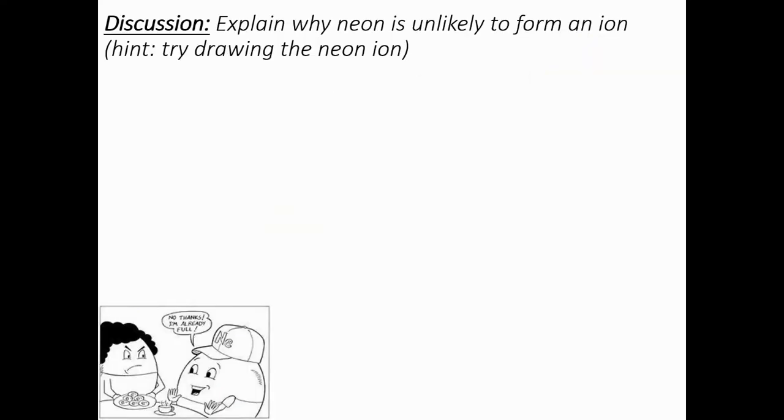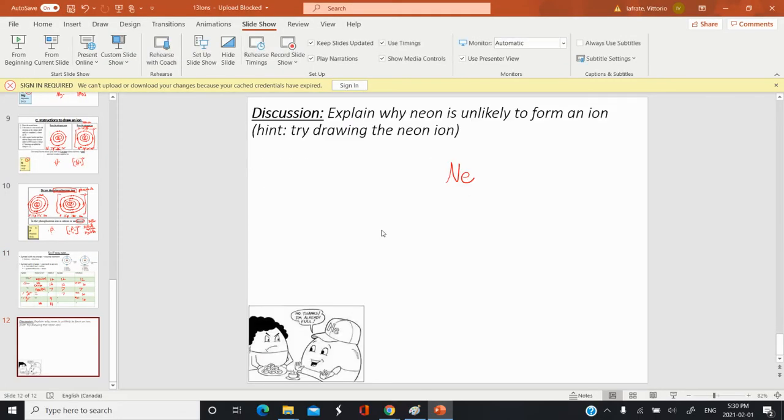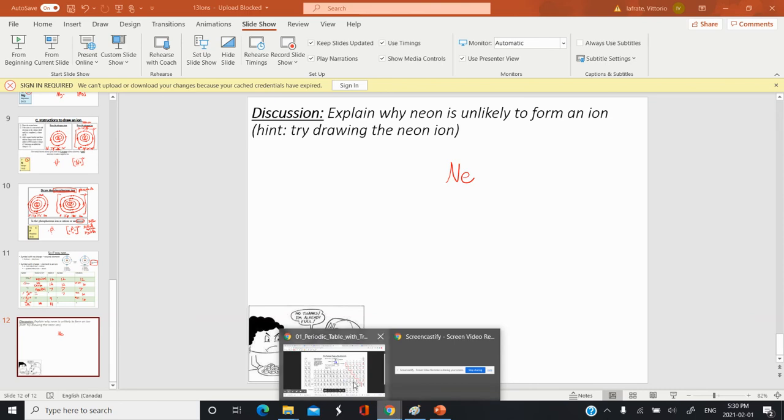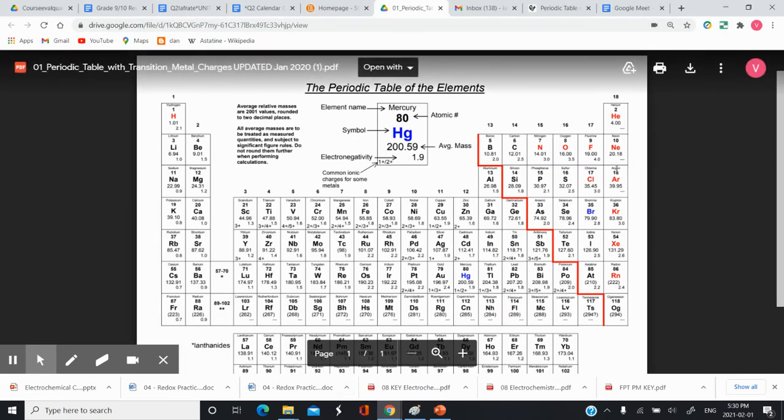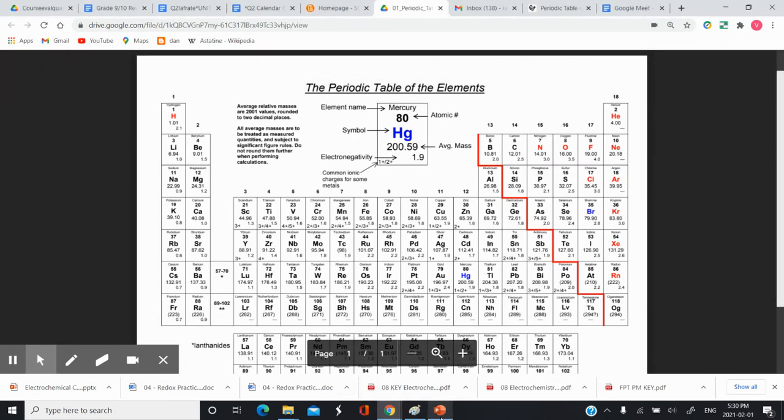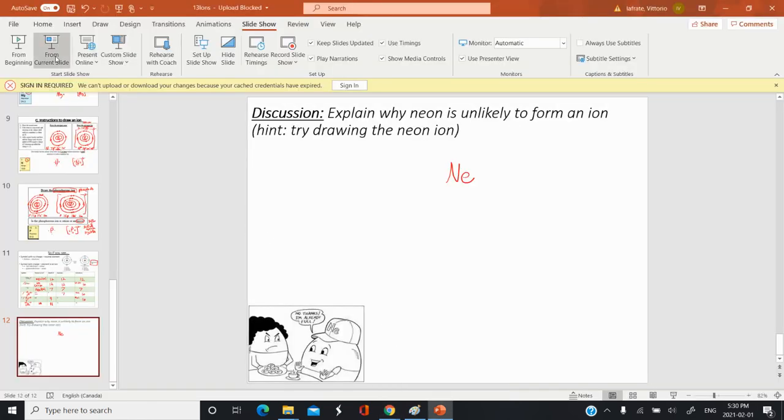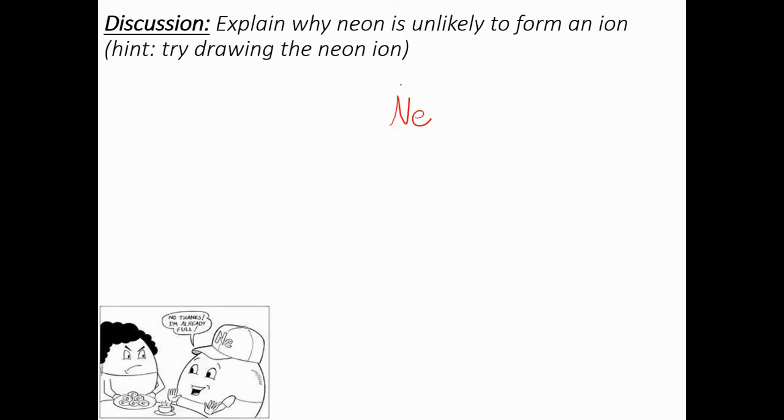So that being said, why would something like neon be unlikely to form an ion? Why would neon not form an ion? So let's take a look at neon. I'm going to draw a quick Lewis dot structure for neon. If you look at neon over here in the periodic table, it's in group 18. So we know it's going to have 8 valence electrons based on what we're learning so far. So 1, 2, 3, 4, 5, 6, 7, 8.